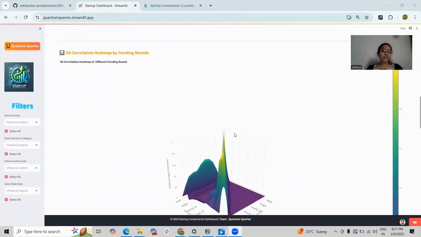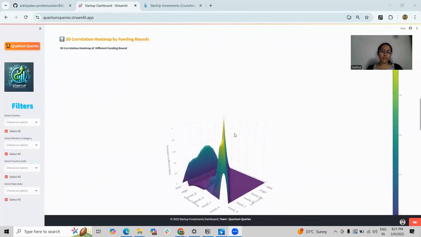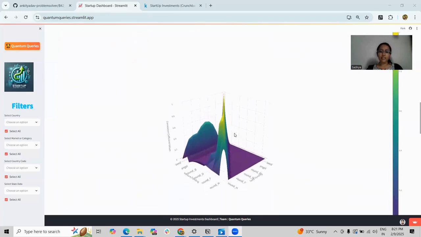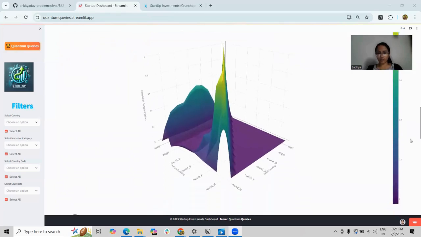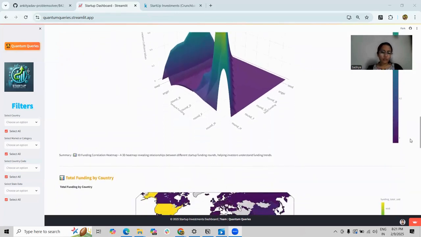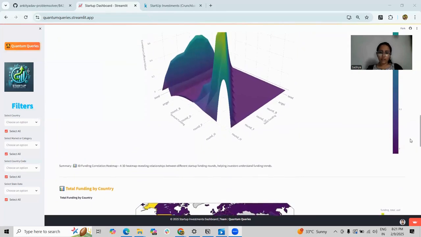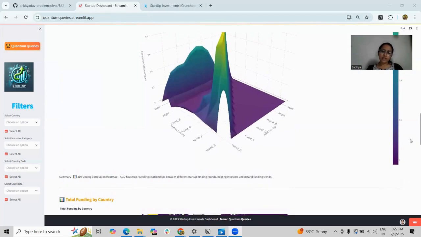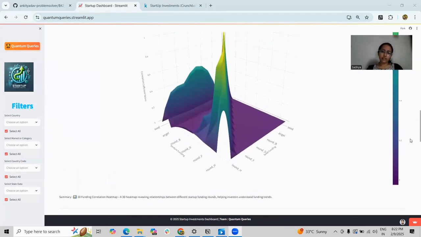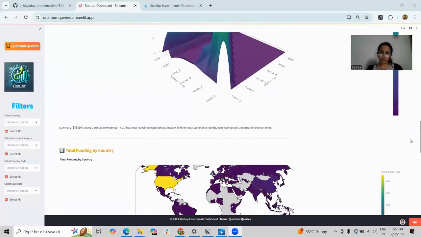Whereas the 3D correlation heat map analyzes the funding types, showing which funding types are correlated with each other. So the 3D funding correlation heat map reveals the relationship between different startup funding rounds, helping the investor to understand whether seed funding is usually the preferred one, or whether there is angel funding or any other type.